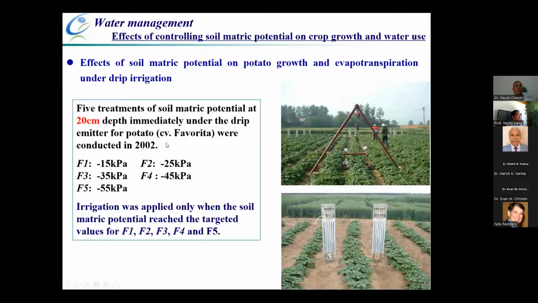Based on this finding, we quickly designed 5 treatments of soil matrix potential at 20 centimeter depth for potato and radish. The 5 treatments are minus 25, minus 35, minus 45, minus 50, and minus 55 kilopascals. Irrigation was applied only when the soil matrix potential reached the targeted value for each treatment. Also, you see, we have the tensiometers and everything.